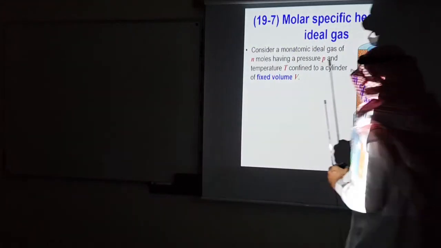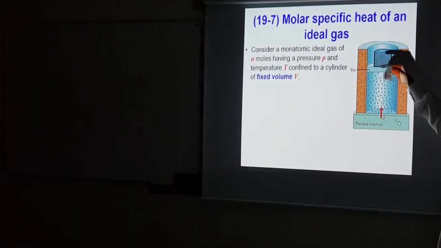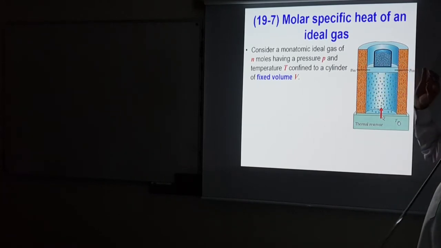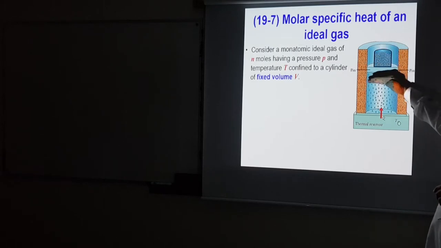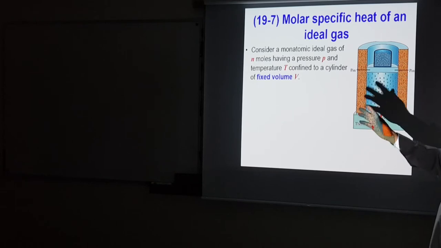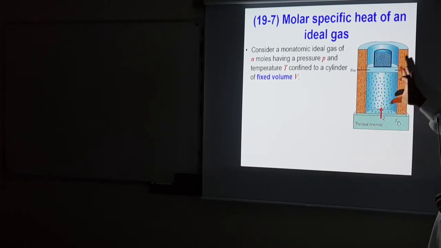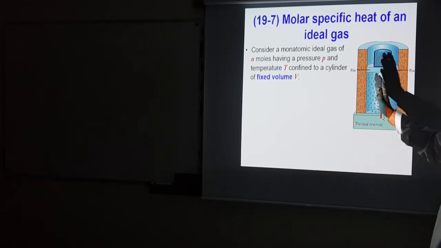Here is the cylinder. It is fitted with a piston, but the piston, as you can see, is pinned, is fixed, is screwed in place, so it will not go up or down, and therefore the volume of the gas is fixed. Whatever happens, it will happen at constant volume. So here we are talking about an isochoric process.